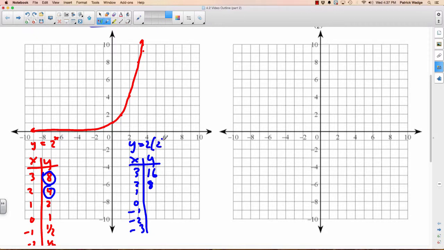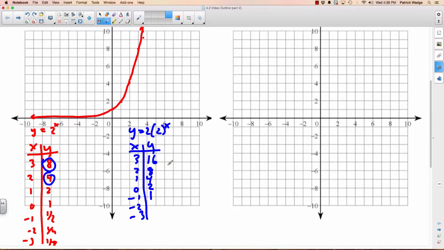So if I put 1 in there, 2 to the first power is 2, and then multiply by 2 is 4. 2 to the 0 power is 1, times 2 is 2. 2 to the negative 1 is a half, and 2 times a half is 1. Did that still work? Yes. If you put negative 2 in here, 2 to the negative 2 is a quarter, and 2 times a quarter is 2 quarters. 2 quarters is the same as a half.